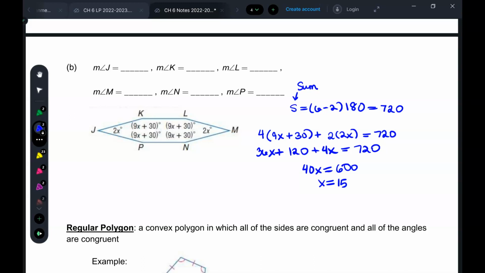So J and M are easy, right? 30 and 30. And once we find the other one, 9 times 15 plus 30 is 165. So all of these are 165.